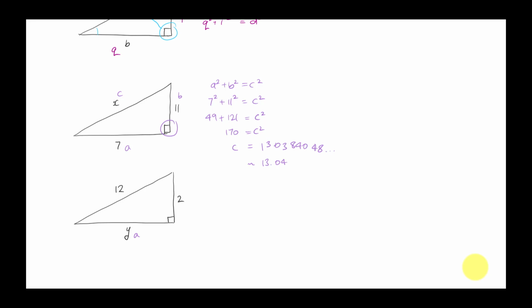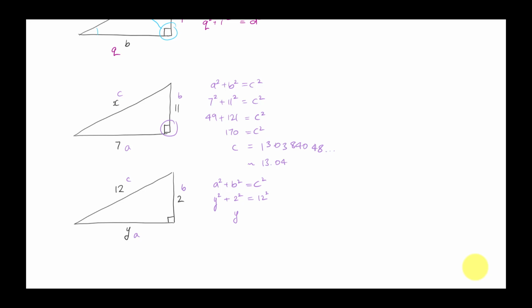So again, I'm going to label this A, B, and C. And the A and the B can be interchanged, they just have to be the two shorter sides. Start with my Pythagorean relationship and then substitute in my values. And this is where I have to be careful. A is y, B is 2, and C is 12. So I have to be really careful to make sure that I substitute in correctly, because it's a really common mistake to put A in as 2, B in as 12, and then calculate a wrong value.